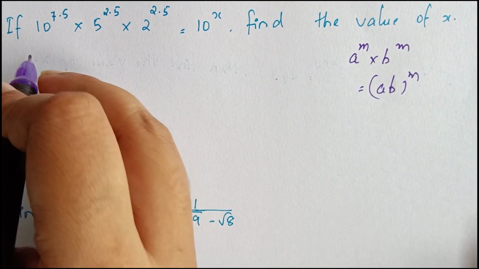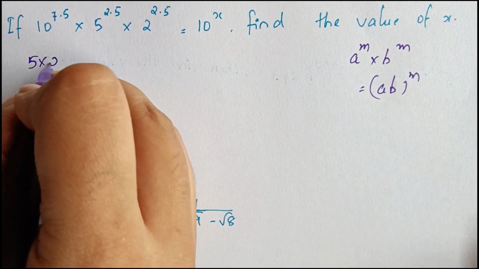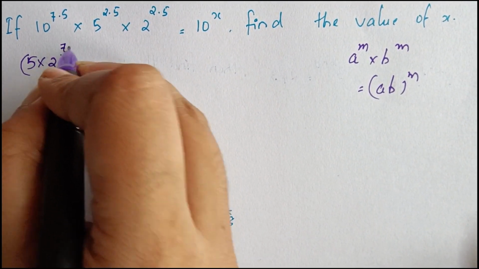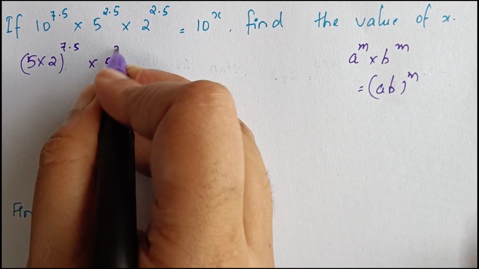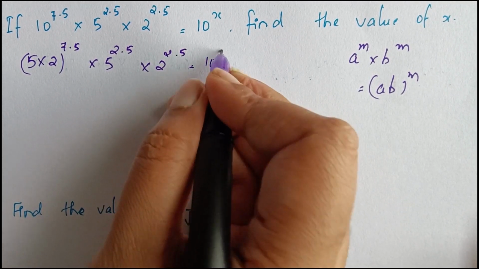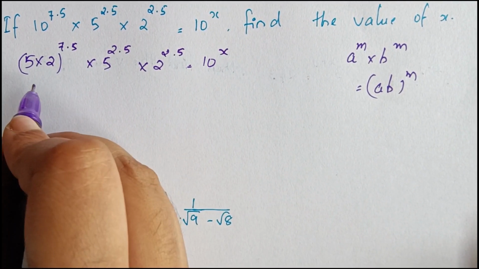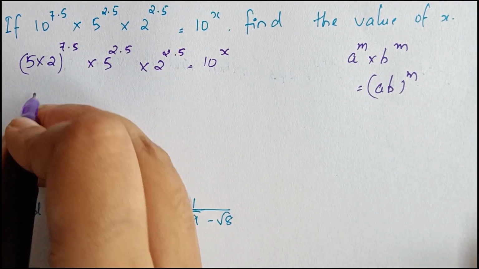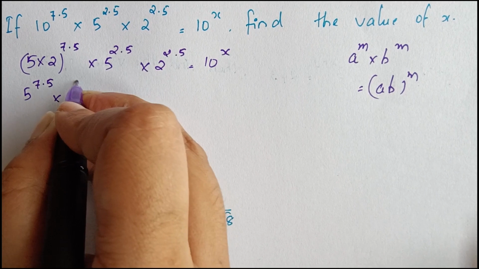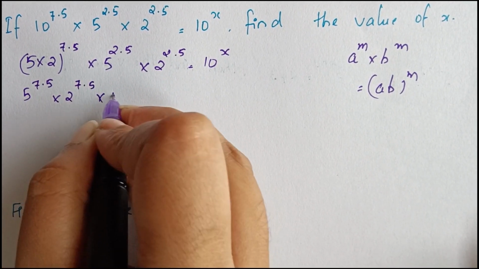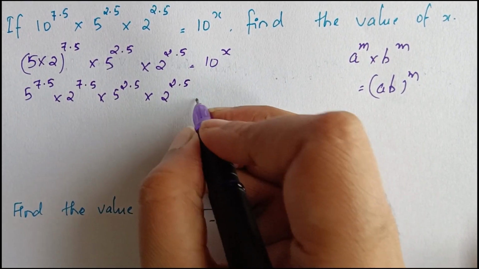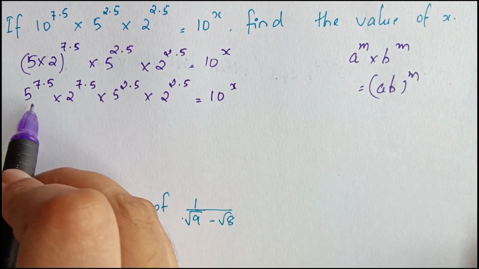That is 10 raised to 7.5. 10 can be written as 5 into 2, that is a into b. We can write 5 into 2 whole raised to 7.5 into 5 raised to 2.5 into 2 raised to 2.5 is equal to 10 raised to x. Now a into b the whole raised to m is equal to a raised to m into b raised to m, that is 5 raised to 7.5 into 2 raised to 7.5 into 5 raised to 2.5 into 2 raised to 2.5 is equal to 10 raised to x.